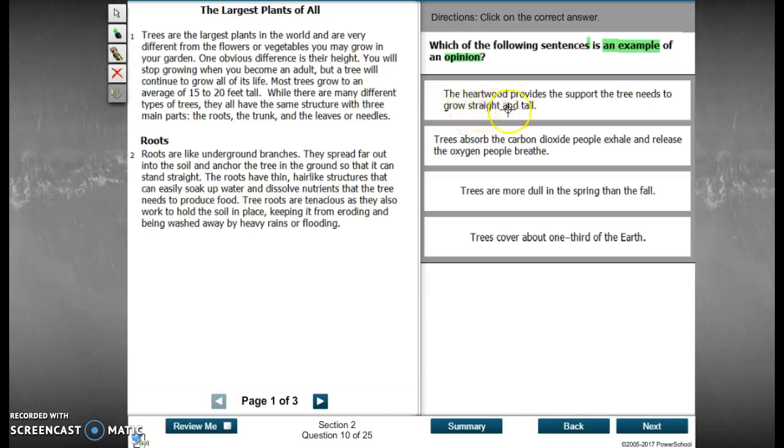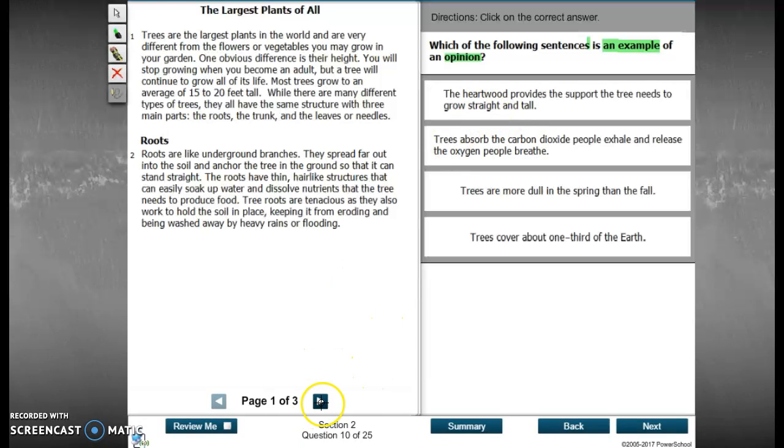The heartwood provides the support the tree needs to grow straight and tall. So you need to ask yourself, is that a fact or is it an opinion? Now, a fact is something that can be proven. It's scientific fact. An opinion would be different. You know, Bob might think one thing where Susie thinks another.